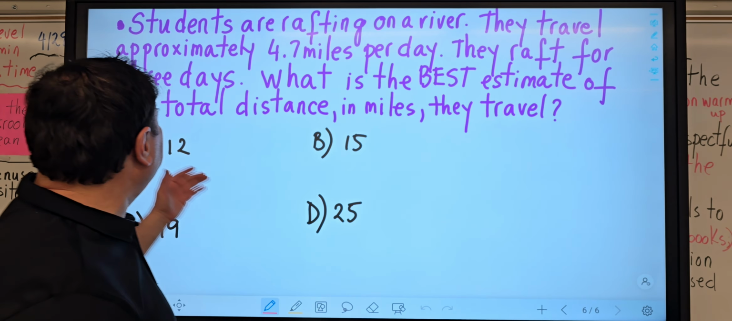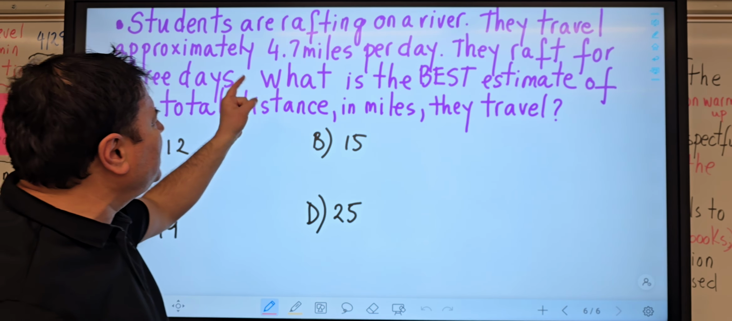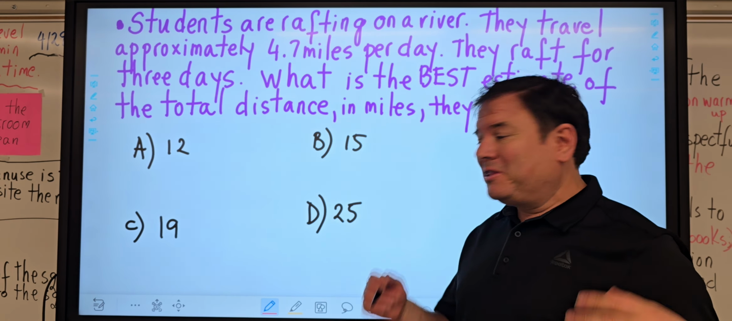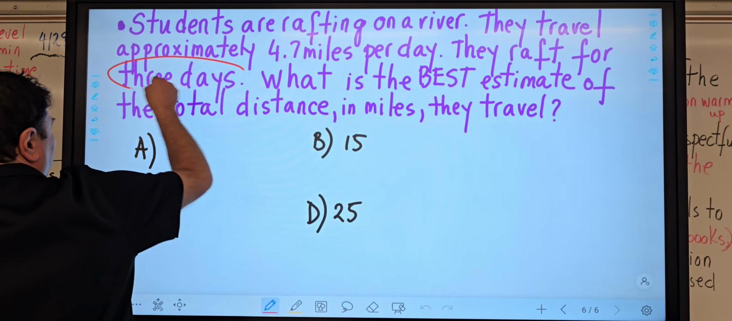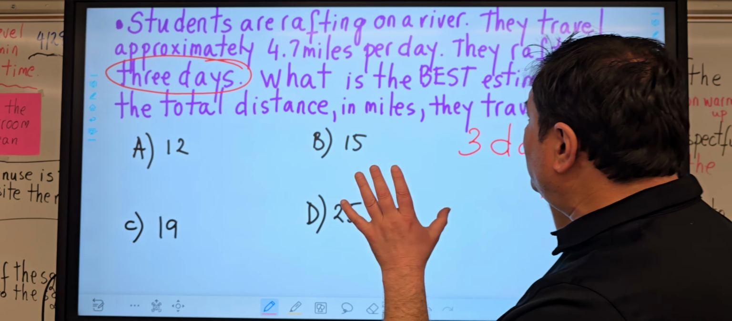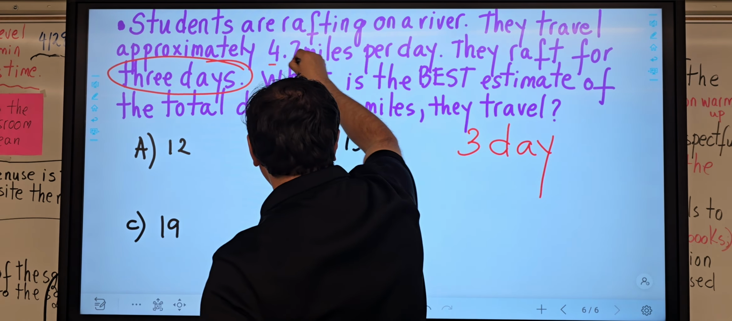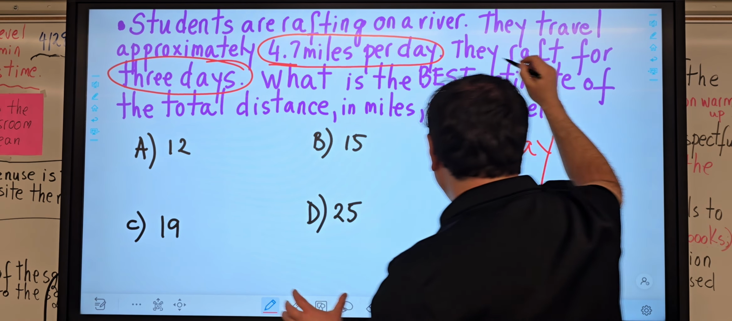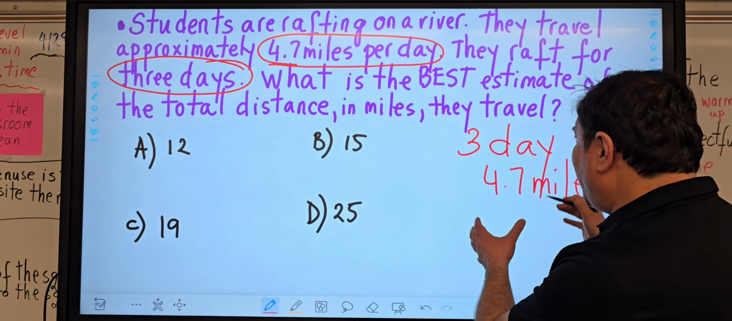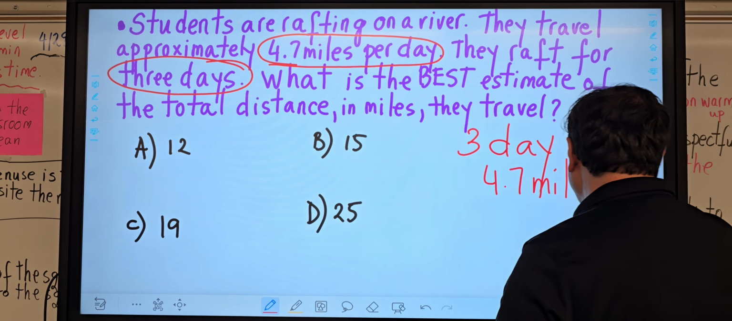And in this problem we have students rafting on a river. They travel approximately 4 miles per day. They raft for how many days? 3 days. So they ride for 3 days. And they travel 4.7 miles per day. What does it mean? 4.7 miles per day. And then we have to multiply those together, right? We got to multiply times 3, right?